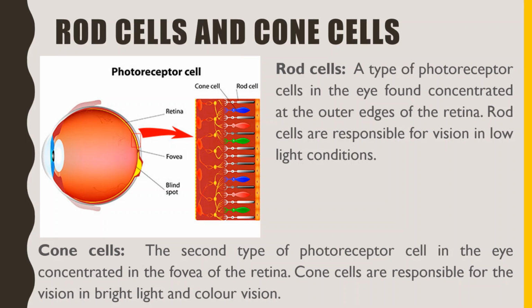So terminologies are very important. If rod shaped cells are deficient or fewer, it can cause night blindness. And if the cone shaped cells are fewer, it can cause color blindness. And the people who have color blindness are called color blind people.